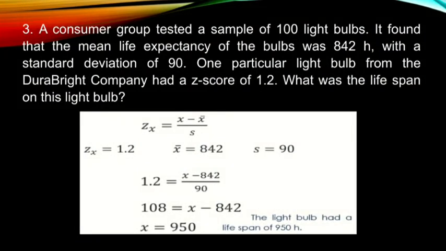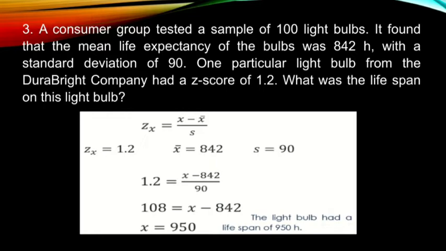Another example. A consumer group tested a sample of 100 light bulbs. It found that the mean life expectancy of the bulbs was 842 hours, with a standard deviation of 90. One particular light bulb from the Dura-Bright company had a z-score of 1.2. So what was the lifespan of this light bulb?